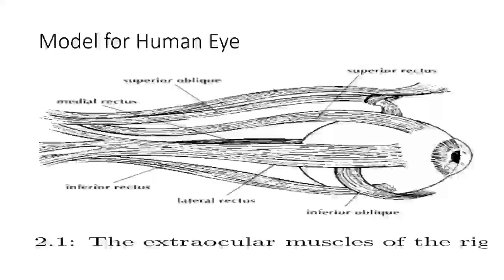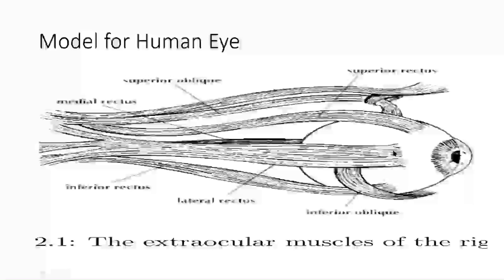The four muscles controlling standard eye movement are the superior rectus, the inferior rectus, and the oblique muscles. I am explaining that there are six types: superior rectus, superior oblique, medial rectus, inferior rectus, lateral rectus, and inferior oblique. So there are six types which we explain here.